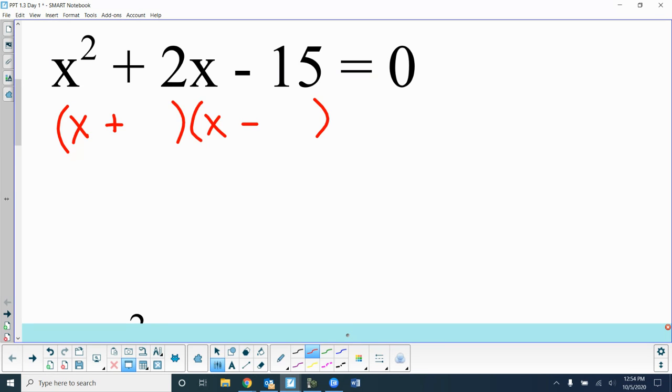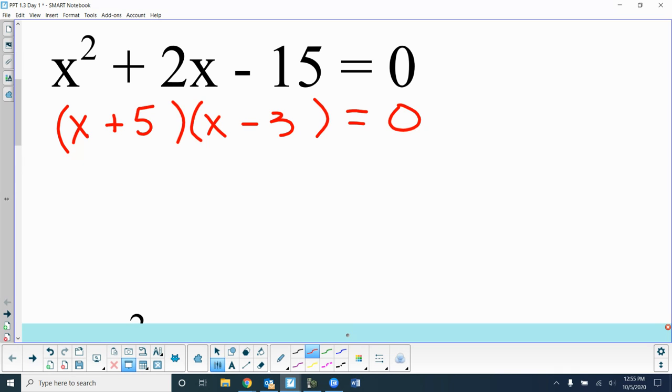Now, I'm thinking of factors of the C. Factors of negative 15. That means what I multiply to get negative 15, add to get me the B value, which is positive 2 this time. So what two numbers work? Very good, Kenneth. 5 and negative 3. 5 times negative 3 equals negative 15, and 5 plus a negative 3 is a positive 2.